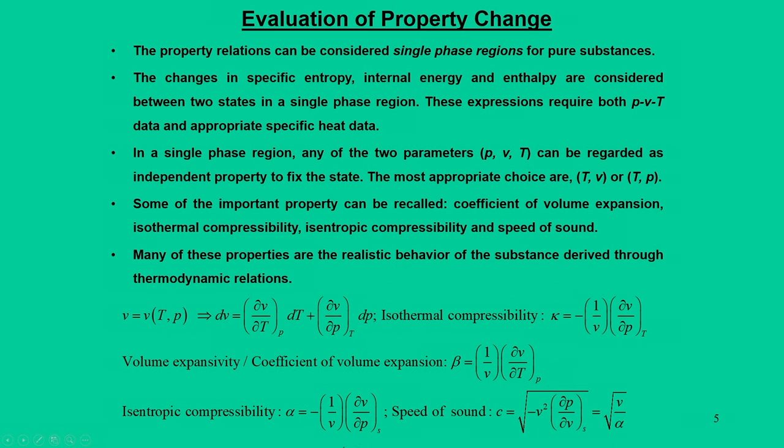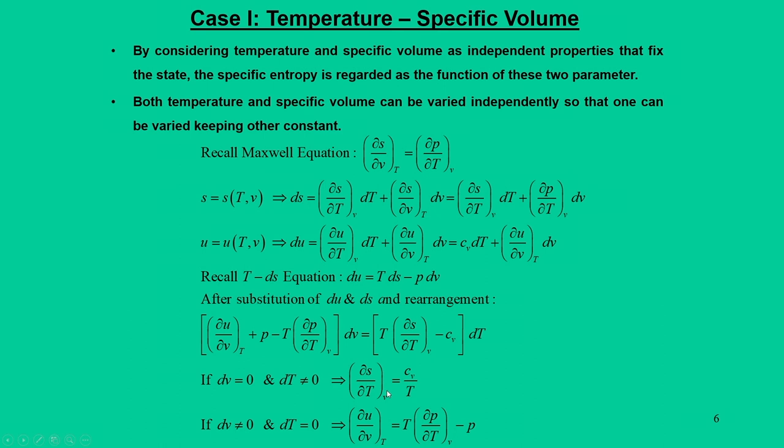Now, apart from this, there is another parameter which we call isentropic compressibility alpha. Here the same expression as kappa is used, but the partial differentiation dou V by dou P takes place at constant entropy. Then from that we also have another property called speed of sound. What I am trying to emphasize is that exact differentials also help us in defining many thermodynamic properties of interest. Now, let us focus our attention on considering the property relations for single phase region.